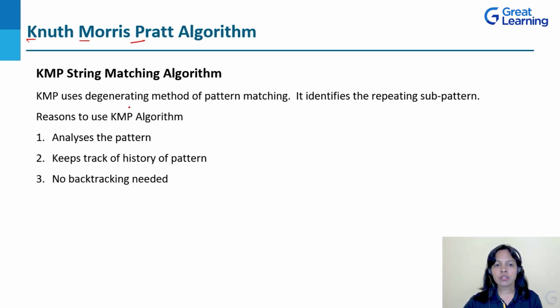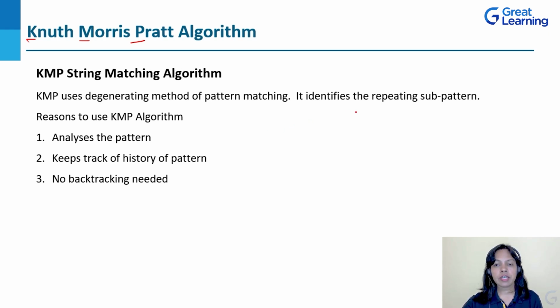Now, the KMP string matching algorithm. KMP uses a degenerating method of string matching. What is the meaning of this degenerating method of pattern matching or string matching? It means that in the KMP algorithm, we first have to identify or study the pattern, the occurrence of the characters in the pattern. On the basis of the occurrence of characters in the pattern, the matching with the given string will be done.